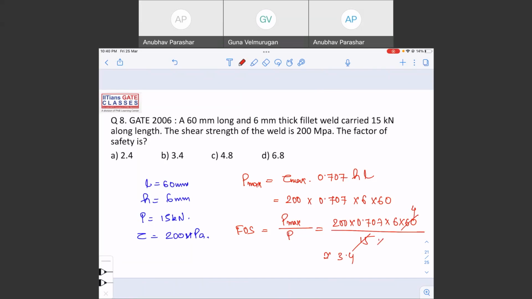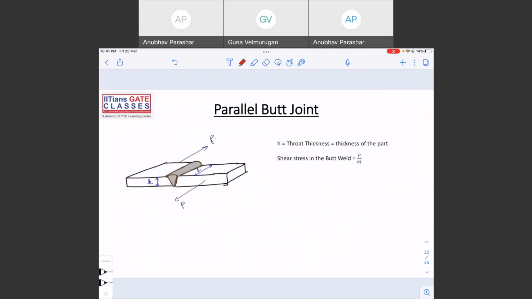15 kilonewton means 15 into 10 to the power 3. So it will come out somewhere around 3.4. Okay.